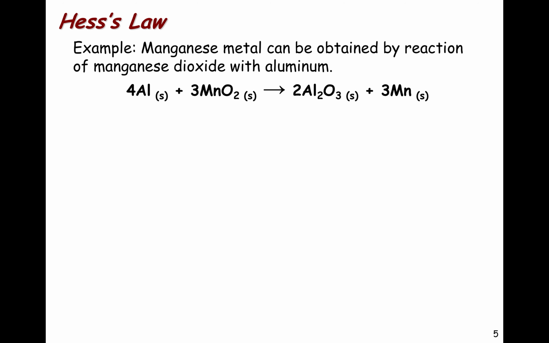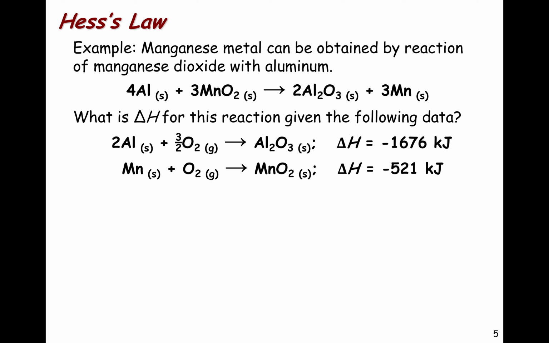As another example, we could determine the enthalpy of reaction between aluminum metal in the solid state reacting with manganese 4 oxide to produce aluminum oxide and manganese metal. We can break this up into two reactions. The first is the formation of aluminum oxide from elemental aluminum and oxygen, the balanced reaction forming 1 mole of aluminum oxide is shown here.